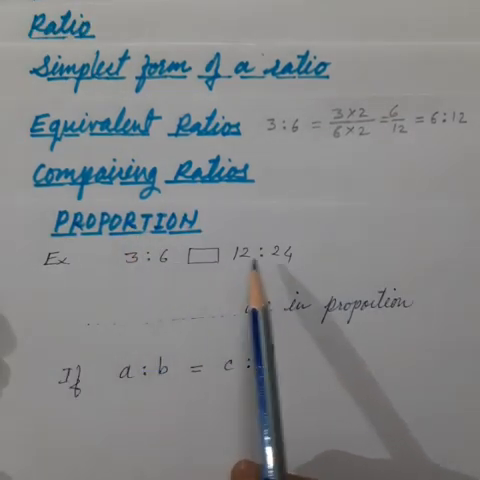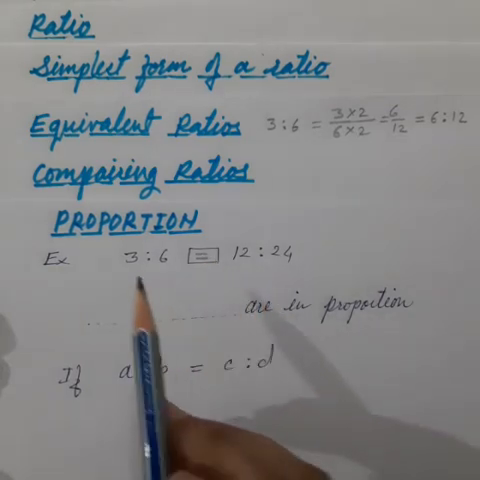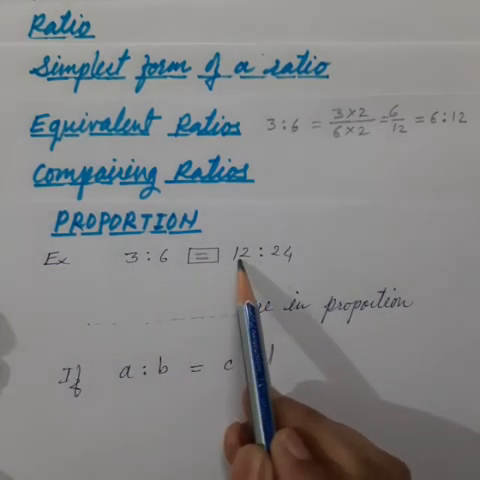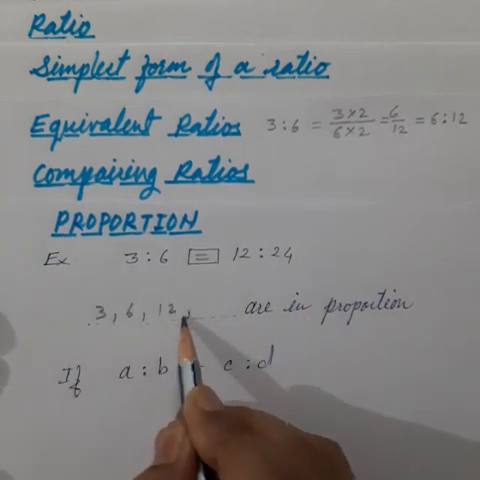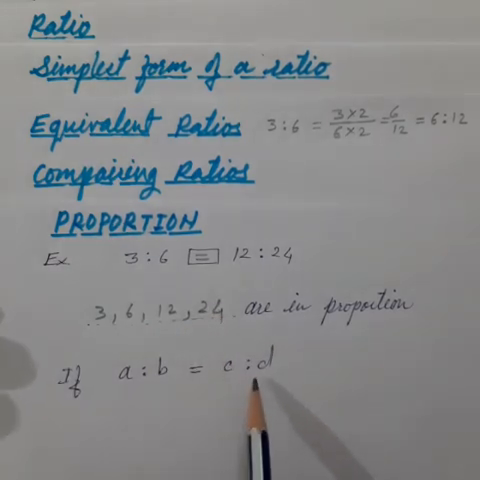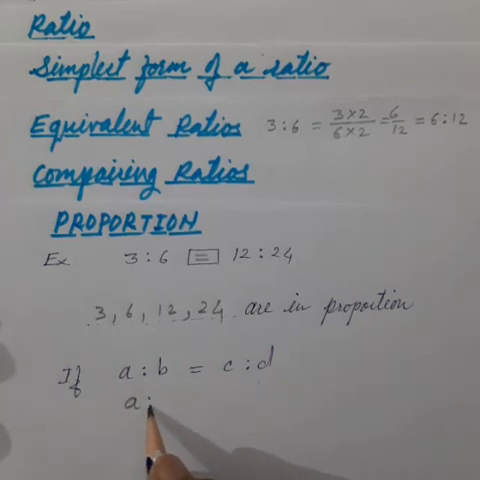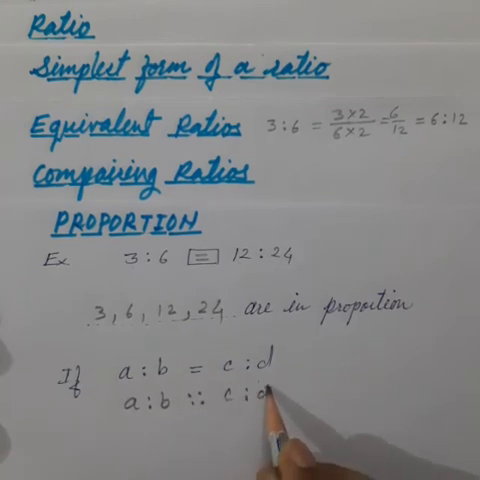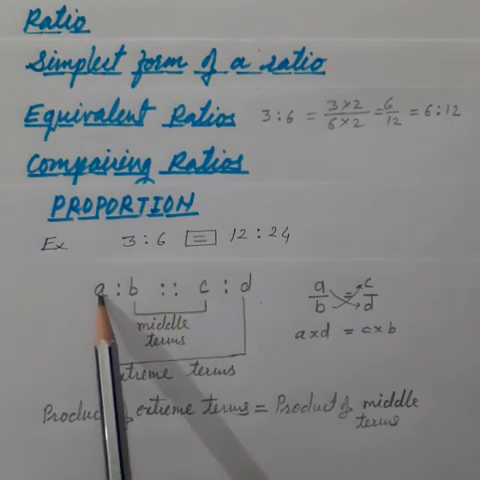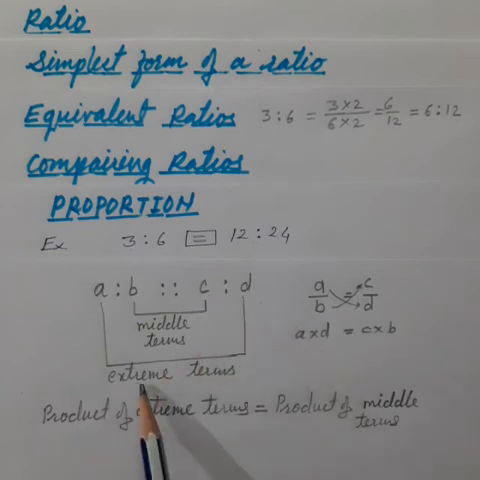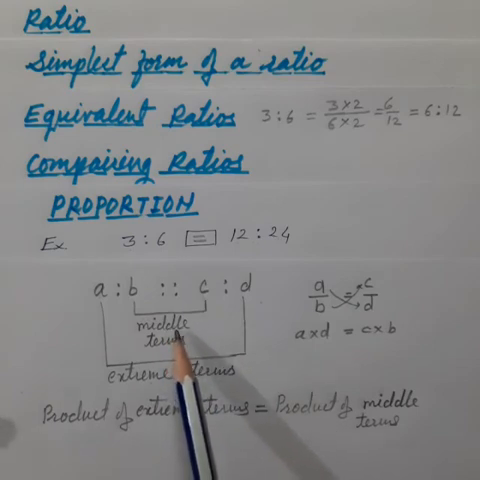Proportion. If two ratios are equivalent, the terms, first term, second term, third term and fourth term, are said to be in proportion. If these two are equivalent ratios, they are written as A is to B is in proportion with C is to D. When two ratios are in proportion, first term and fourth term are called extreme terms, and second term and third term are called middle terms.